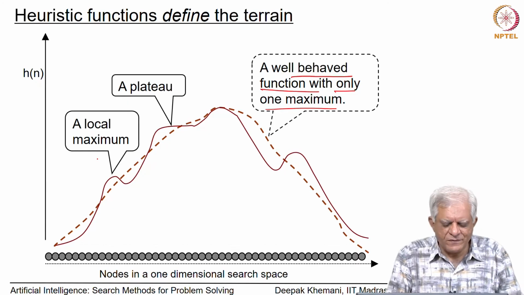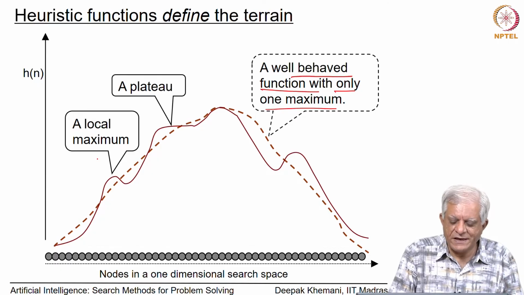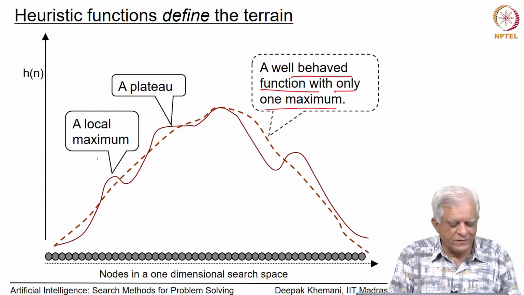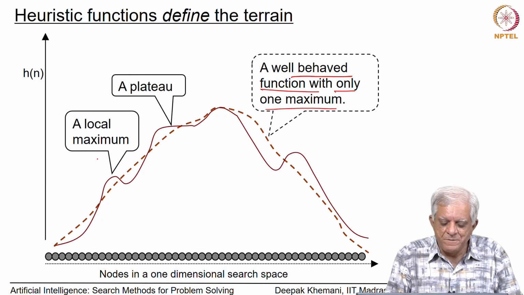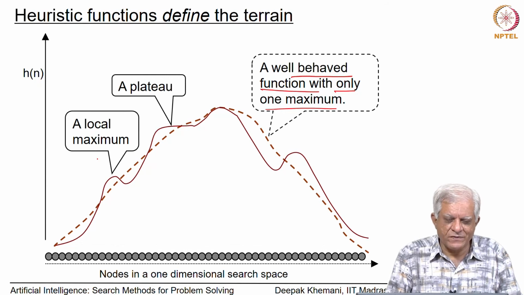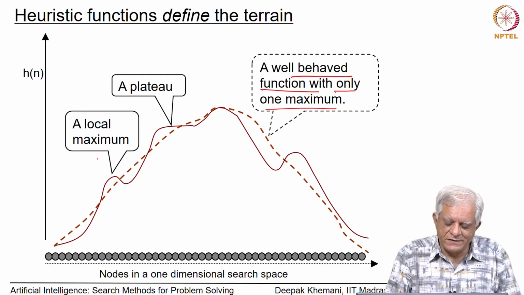So, that is a drawback of hill climbing, that it is not always possible to derive perfect heuristic functions. If we had a perfect heuristic function, we would hardly need to do search. But in the real world, that is not the case. So, we often end up doing search, and we have to look for better and better ways of doing this search.